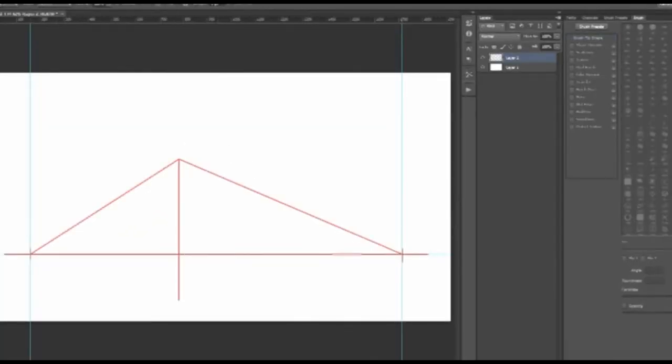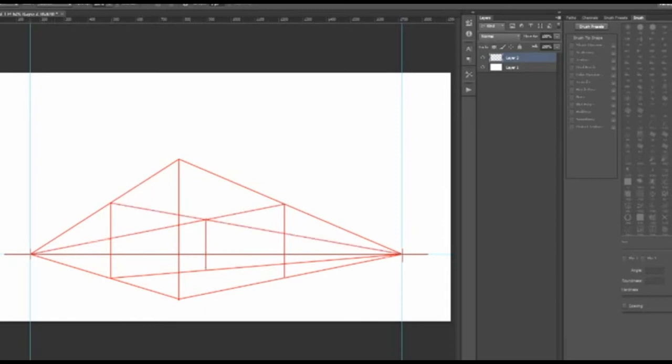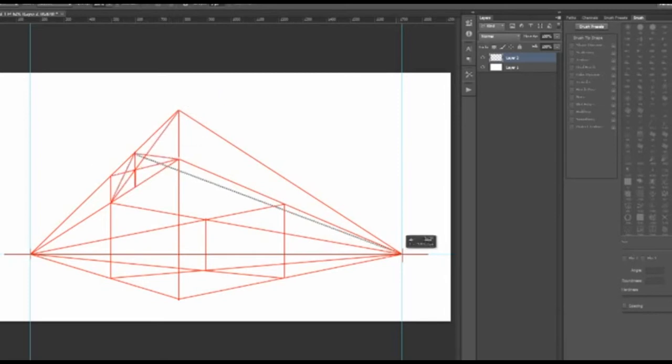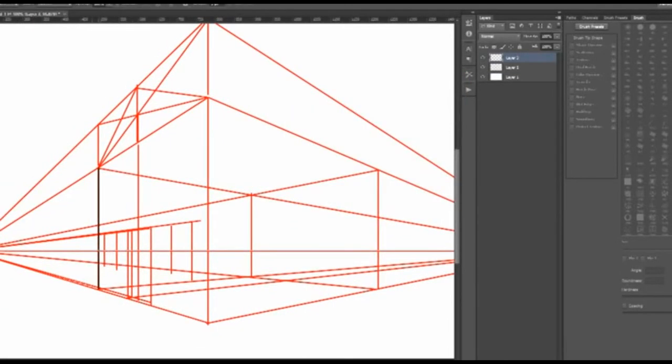Let's draw, for instance, a simple house. I do this directly in Photoshop, but it is not different than drawing it on paper. I use the red color to build up the perspective, just to understand to what the different lines belong and to not get confused between the perspective composition and the lines of the actual drawing of the house.